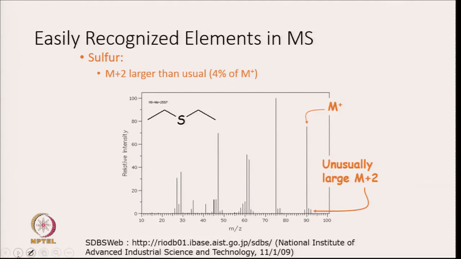In the molecule, if it has a sulfur atom, then you can see M plus 2 larger than usual. It is almost 4% of the M plus ion. So, here you see the M plus and this is the M plus 2 peak, and the M plus 2 peak is 4% of the M plus peak. The M plus 2 peak is generally larger in comparison to what you have observed otherwise, and that is almost 4% of the M plus peak.